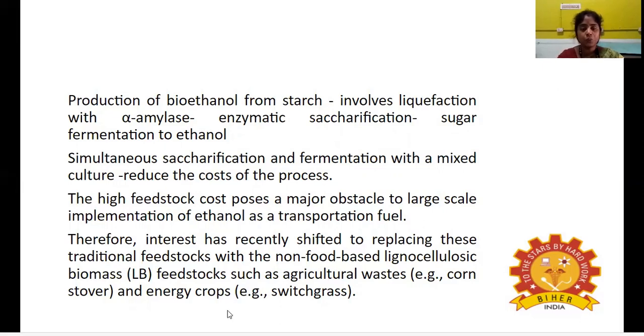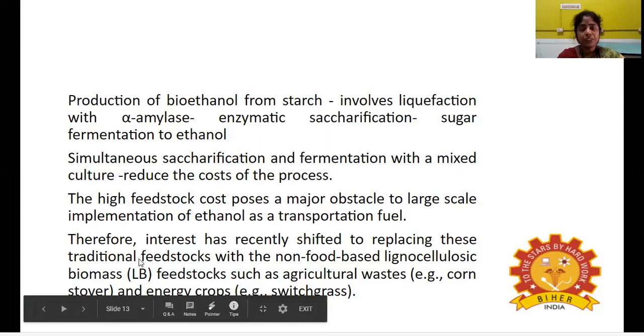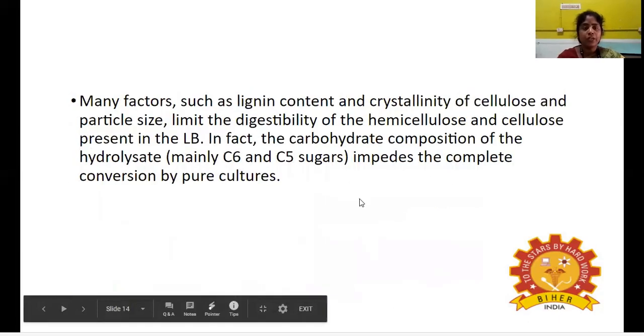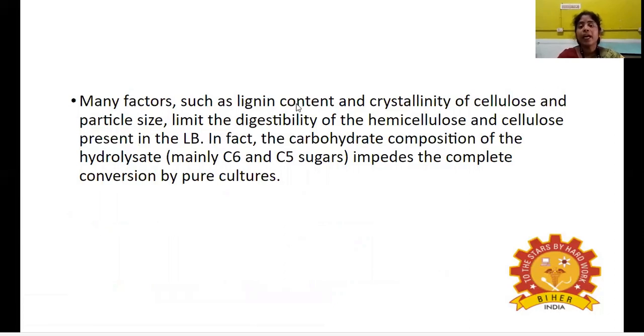So the next one: there are various feed sources that can be used for the conversion of your biomass stock into an energy form. So what are the various factors that influence this? The factors are the lignin content, the crystallinity of the cellulose, the particle size, the digestibility of the cellulose, and the hemicellulose in the lignocellulosic biomass. So that also has an impact on bioethanol production.